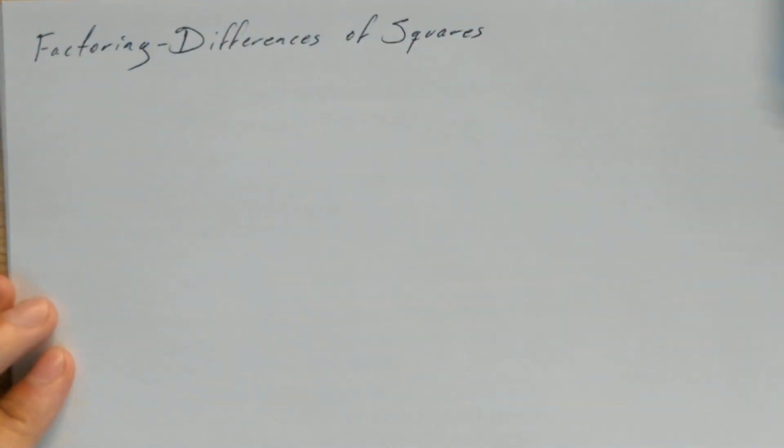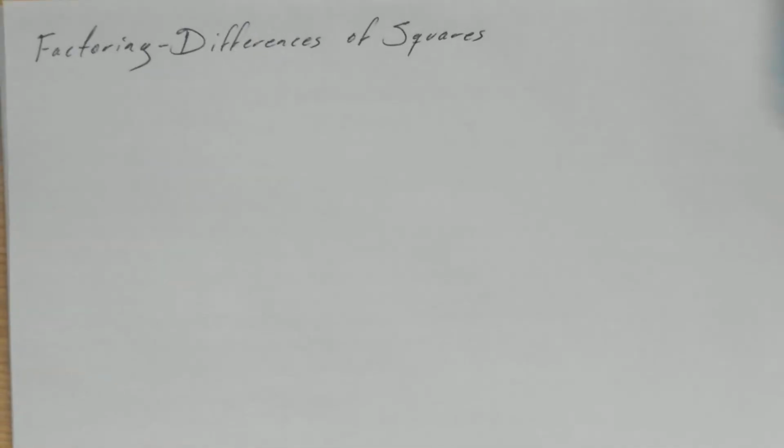This is one of the easiest things you will find that you will have to factor. Factoring differences of squares. It's called differences of squares. I don't like that name because the values do not have to be perfect squares, but this is what it's called.